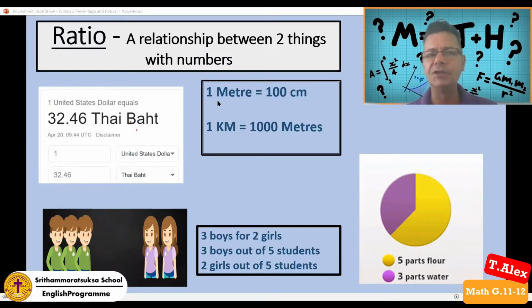Measurements are also ratios. 1 meter is 100 centimeters, 1 kilometer is 1,000 meters. We have ratios in cooking, and of course we will use this ratio to change the ingredients if we have to cook for more people. So ratios are really everywhere in real life. I want to now try a few problems. Many of you will be able to work out this next question in your head, but let's go and have a look.